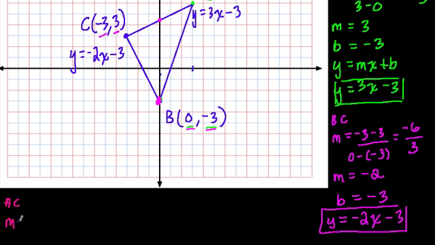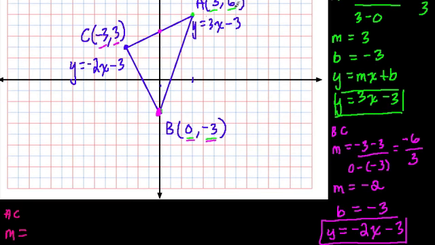AC's slope, same approach as before. Delta y, so 6 minus 3 over 3 minus -3. So 6 minus 3 and 3 minus -3. That's our slope. 6 minus 3 is 3. 3 minus -3 is like 3 plus 3 or 6. We get 3 over 6 or 1/2. So our slope is 1/2.